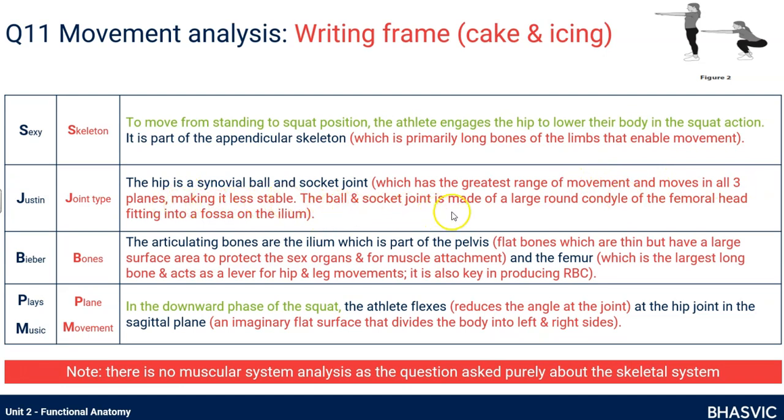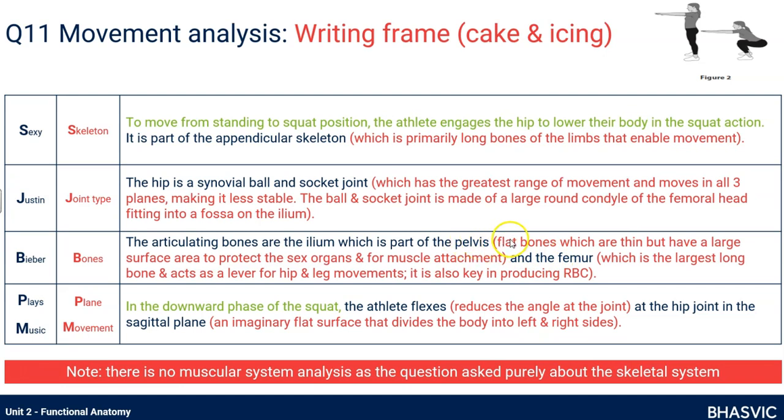The ball and socket joint is made of a large round condyle of the femoral head, so the femur has a big condyle on the end, the ball, fitting into a fossa on the ilium, so the pelvis has a socket, and that's our ball and socket. So I'm showing off, I understand the structure of a ball and socket joint. The articulating bones are the ilium, which is part of the pelvis, and the femur.